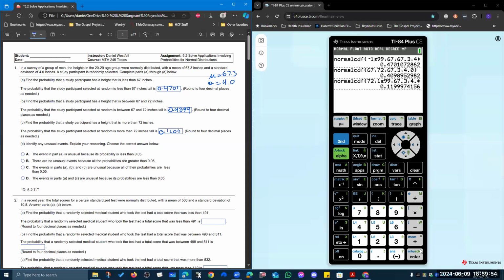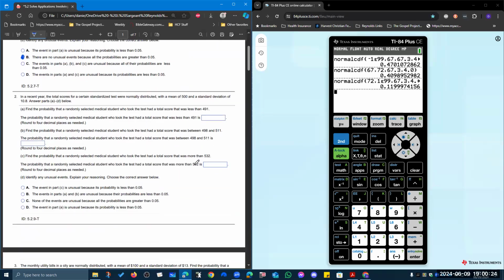And identify any of the unusual events here. Explain your reasoning. Does anything that we looked for here have a probability of less than 5%? No, none of the events are unusual because they all have probabilities that are greater than 0.05.